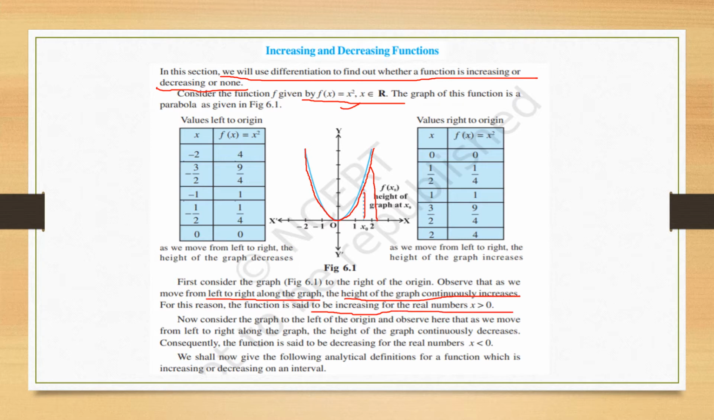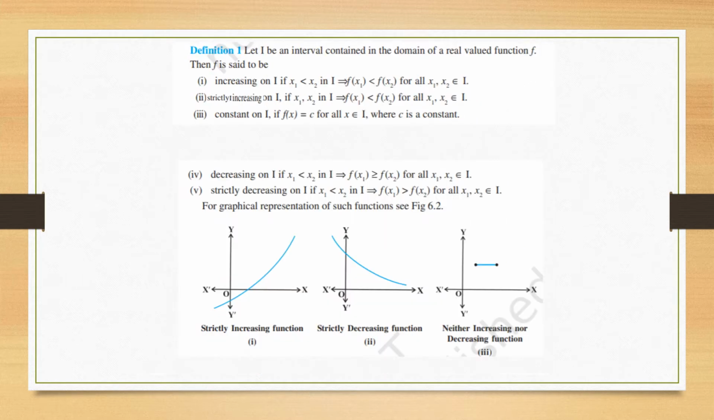Whereas as we move from left to right along the graph, the height of the graph continuously decreases. From here the height is more and here it is less, so it is decreasing, right? So the function is decreasing for real number x less than 0. Now we shall give some analytical definition for it.